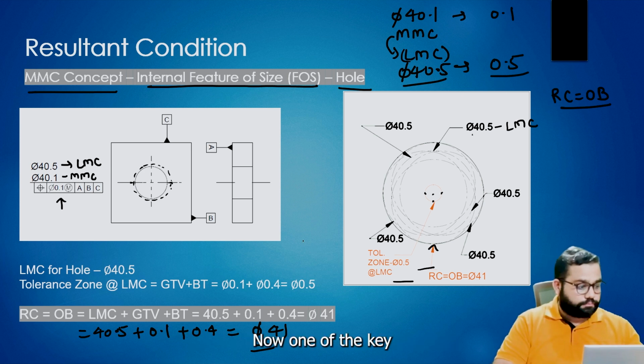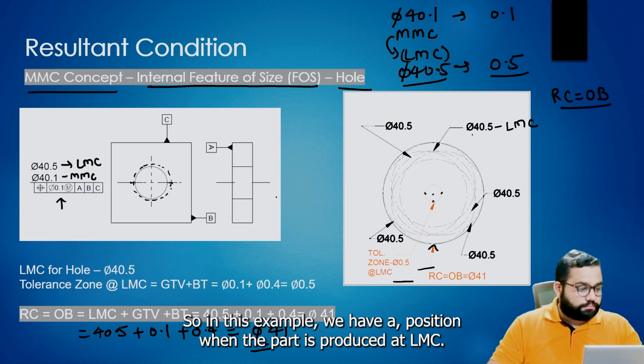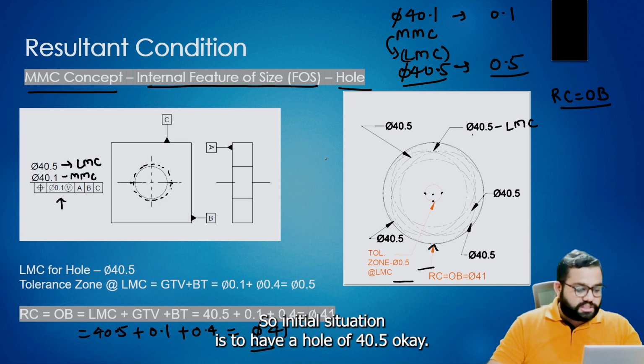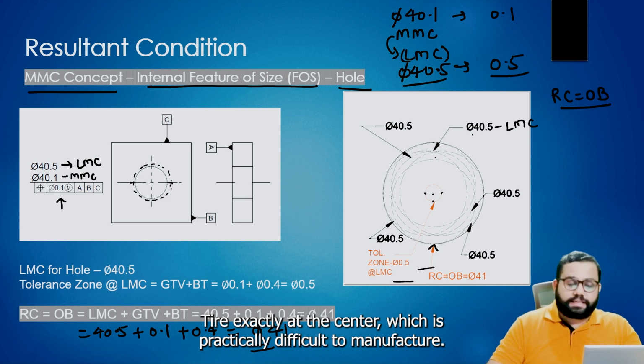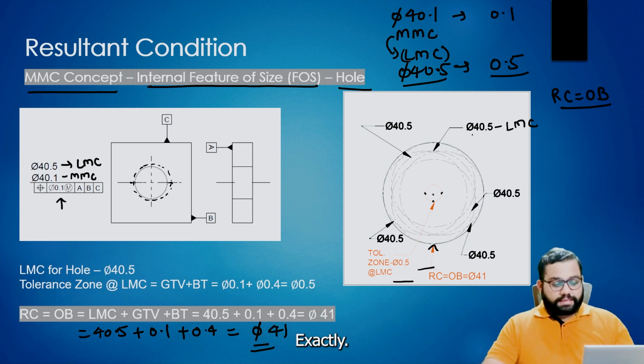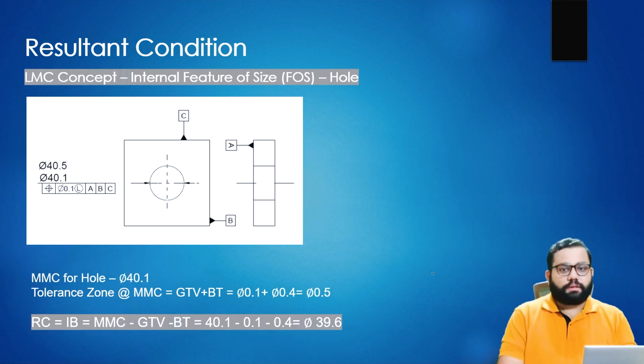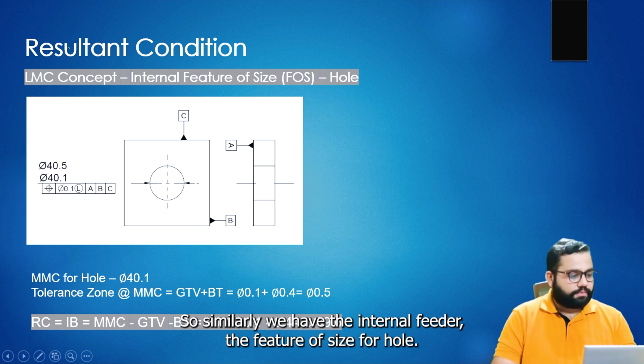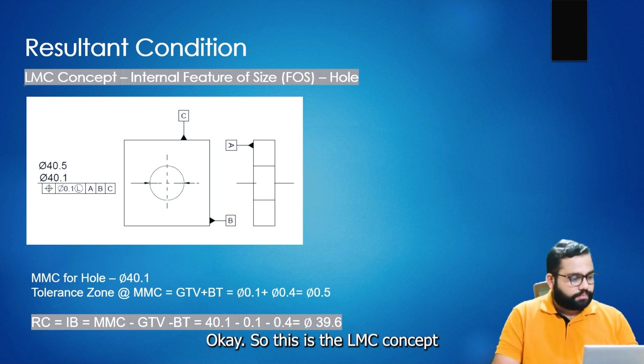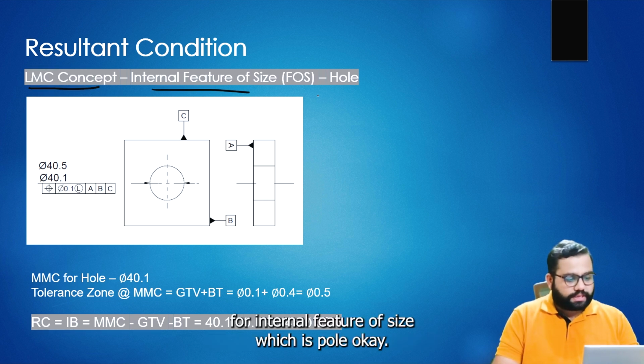Now one of the cases. In this example we have a position when the part is produced at LMC. The initial situation is to have a hole of dia 40.5 exactly at the center, which is practically difficult to manufacture. Similarly, we have the internal feature of size, the hole. This is the LMC concept for an internal feature of size, which is a hole.